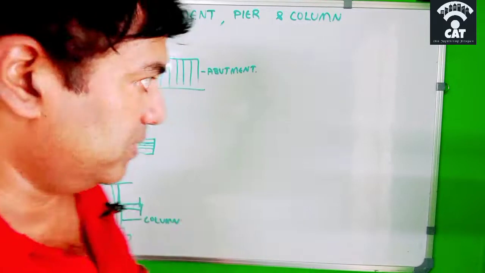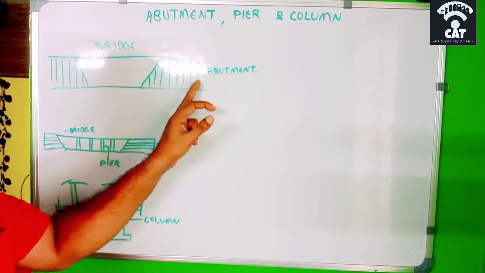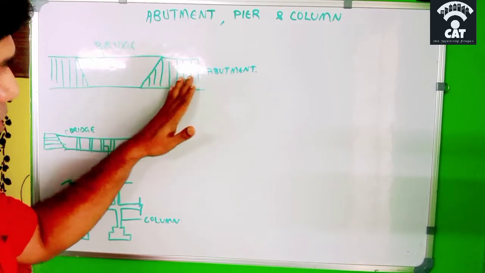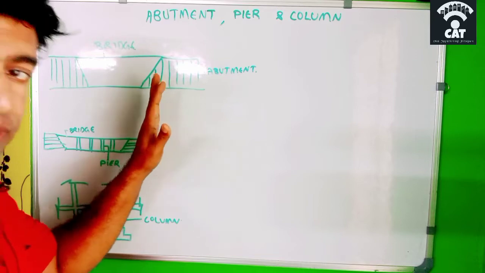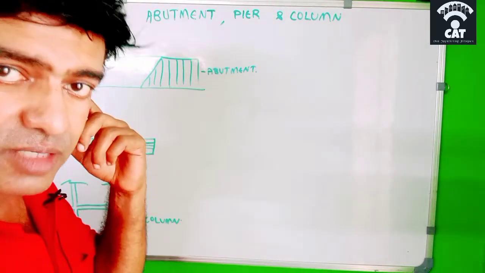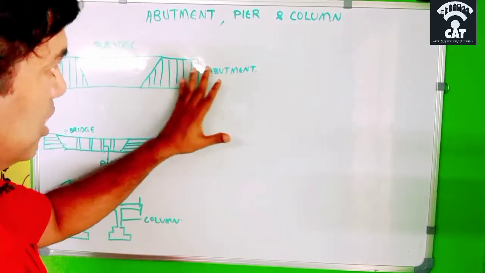Let us see what is called an abutment. See, this is the bridge. This line is the bridge. This is the abutment on this side, and this is the abutment on this side. This is the river. To safeguard this embankment area, we make rubble masonry or, like I said before, brick masonry or an RCC structure. So this area is called the abutment.